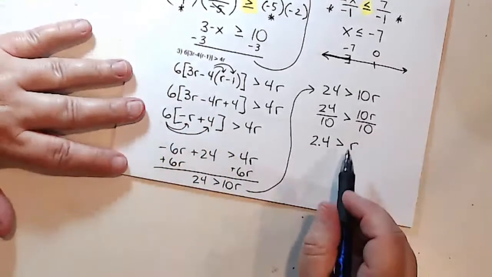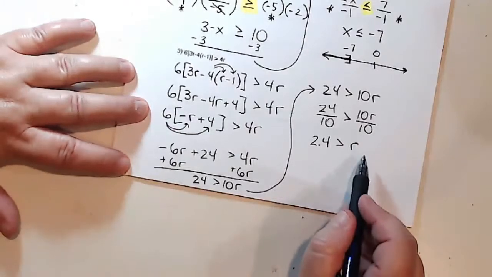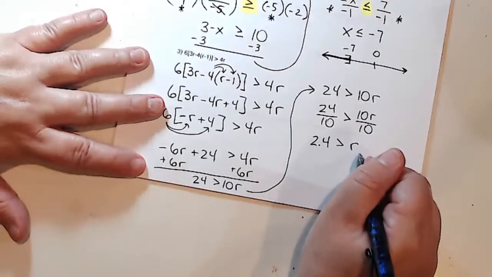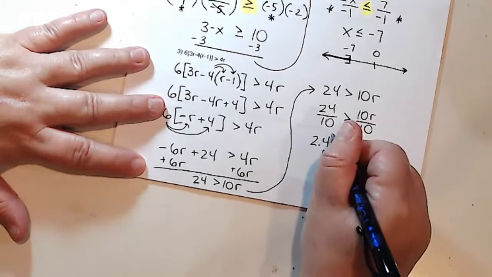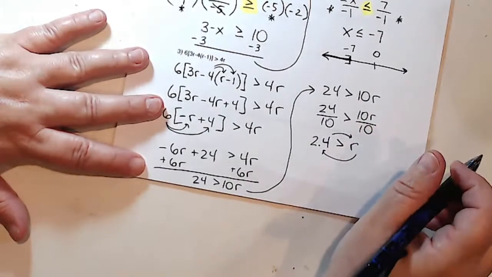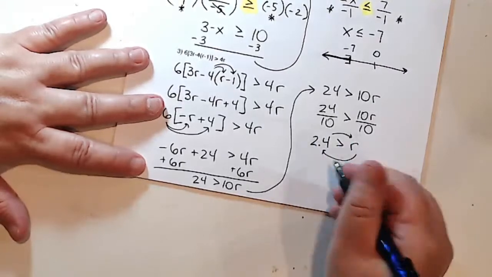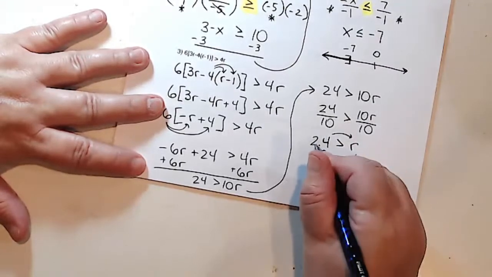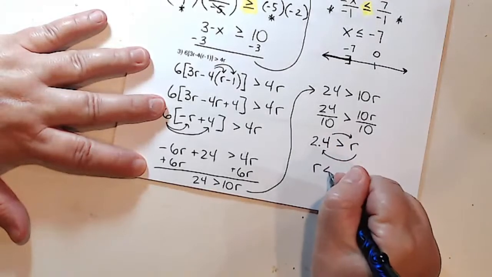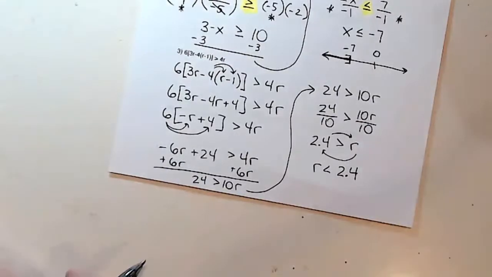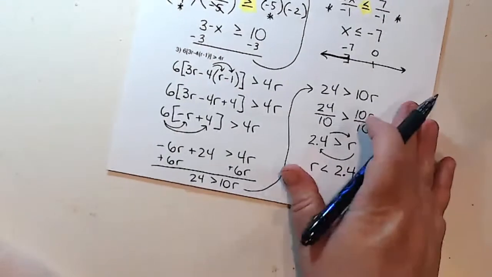Now I'm going to do something weird. When r appears on the right-hand side, it's really hard to read this. So I'm going to do the switcheroo. I'm going to turn the whole thing around. r is on the little side, 2.4 is on the big side. I'm not changing their relationship. I'm just writing it in the other order. Does that make sense?